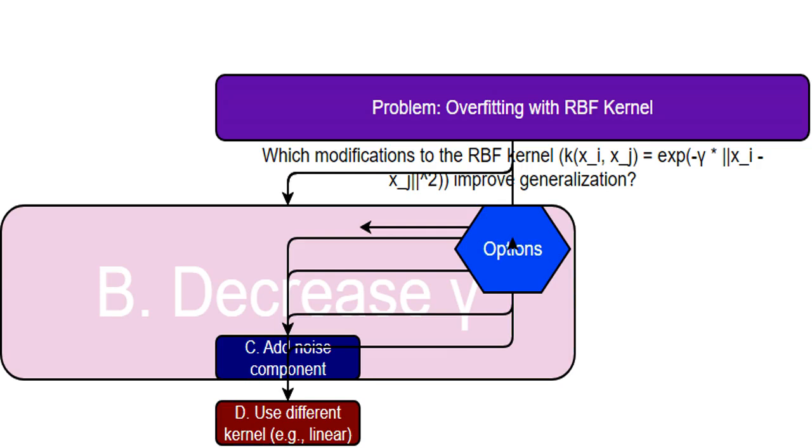The Greek letter gamma controls the reach of our bell curve. A smaller gamma means a wider bell curve, making our model smoother and less sensitive to small variations in the data. It'll generalize better. I recommend this. It's like blurring the details of a photo. You lose some precision, but the overall picture becomes clearer.